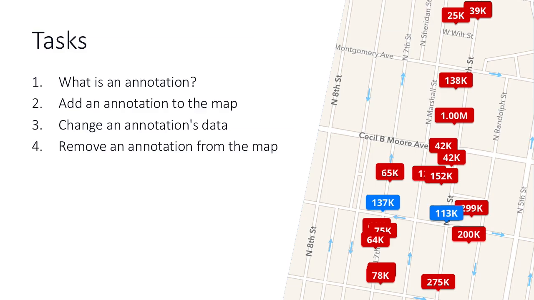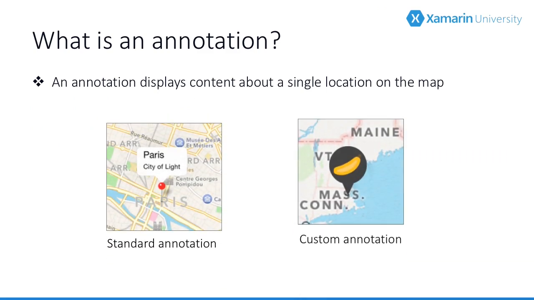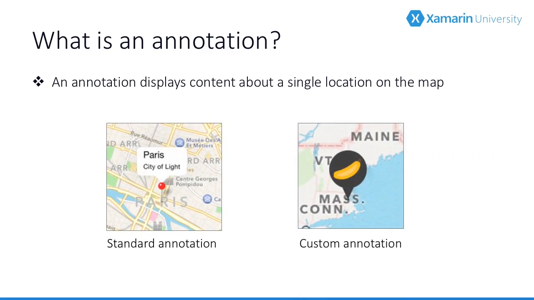We'll look at what is an annotation, how to add them to our map, how to change their data, and finally how to remove them from our maps. So what is an annotation? Well, it's the graphical indicator we use to point out a specific location on our map. Of course, the default is that pin annotation like we see on the left.